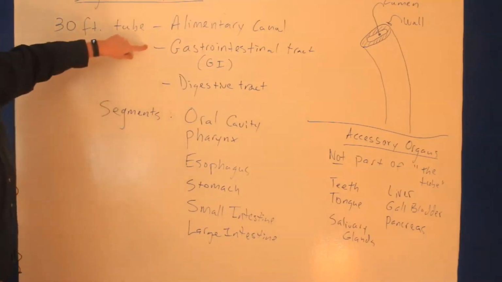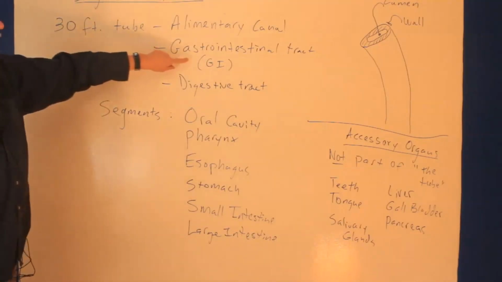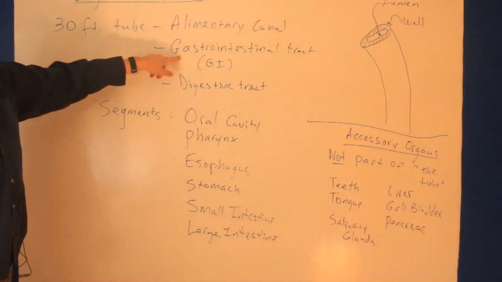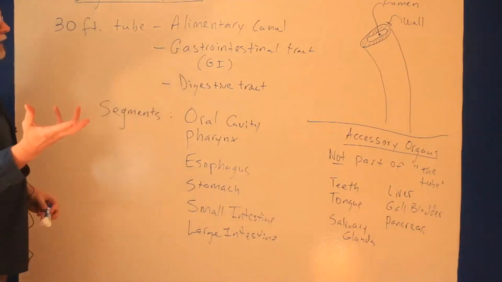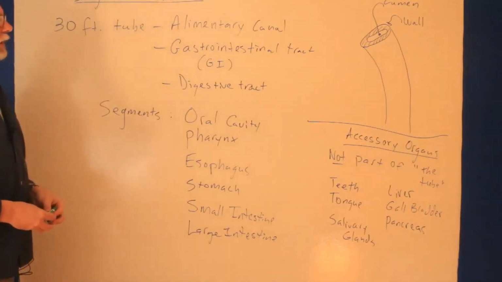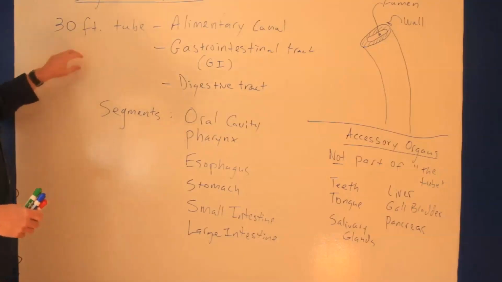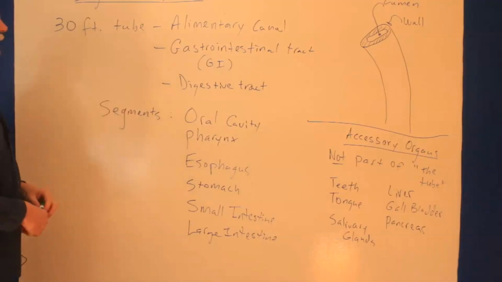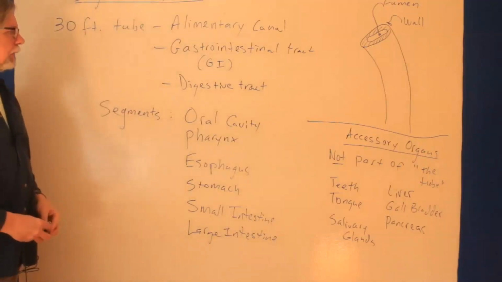You'll also see gastrointestinal tract or GI tract. This is a little bit more specific. The term gastro refers to the stomach. Intestinal, that's pretty obvious. So that's mostly the part of the tube that's in your abdominal cavity. And also another general term for it is digestive tract.